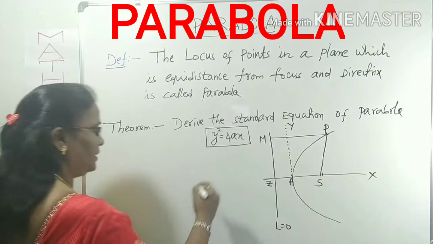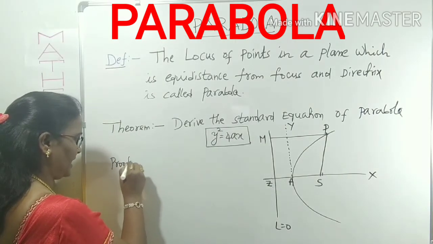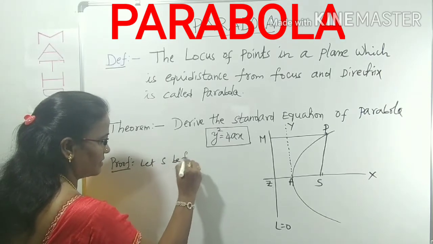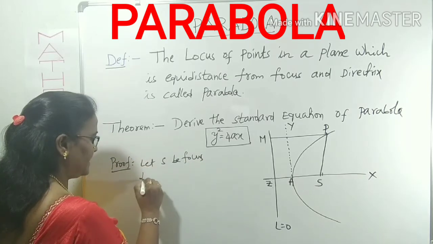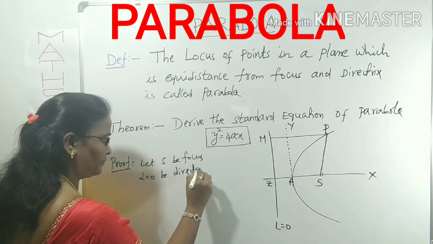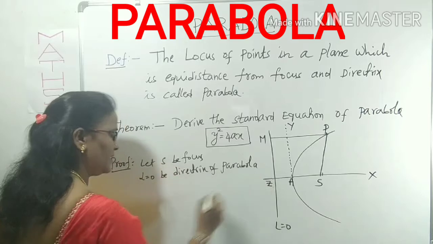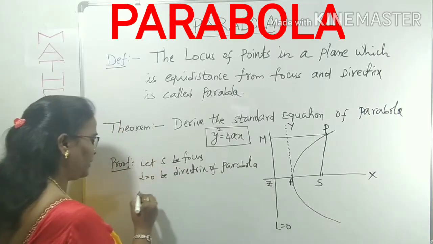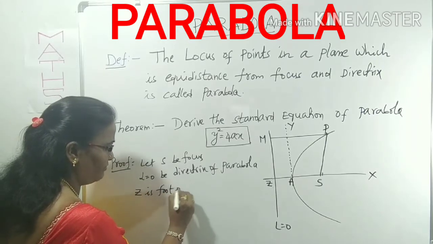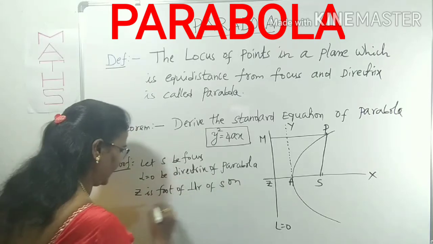Like that we have to write all those steps. For that also we will give marks. First we have to write like this: Let S be the focus, L equal to 0 be the directrix of the parabola. Then what is the next point we have to take? Z is the foot of the perpendicular of S on the directrix.